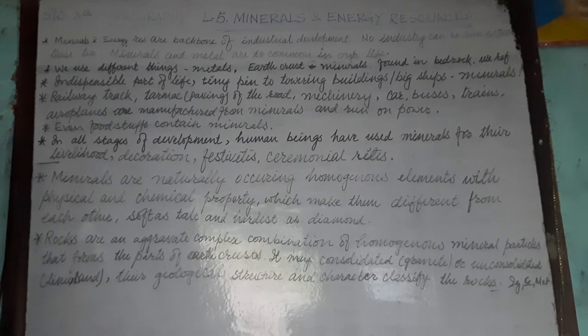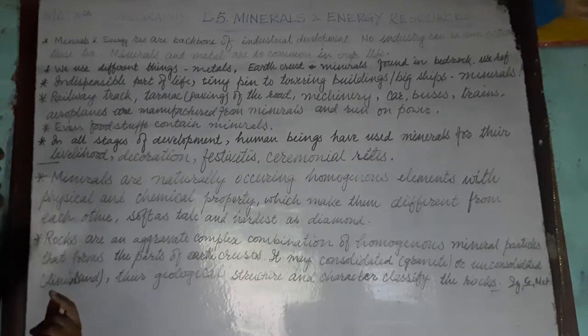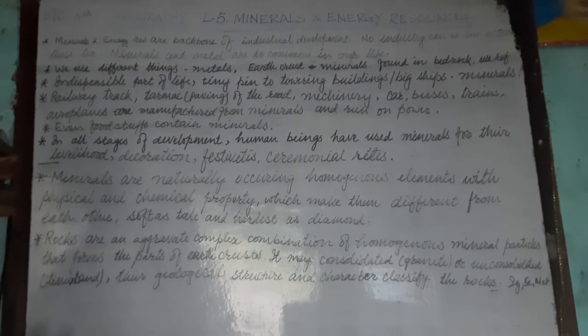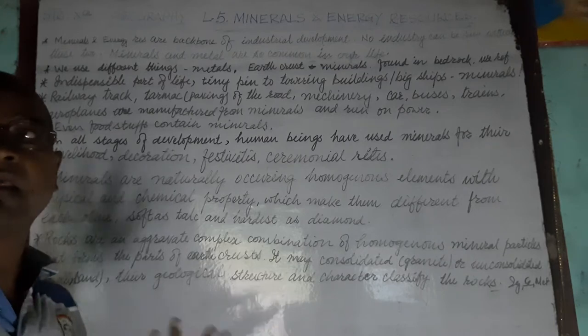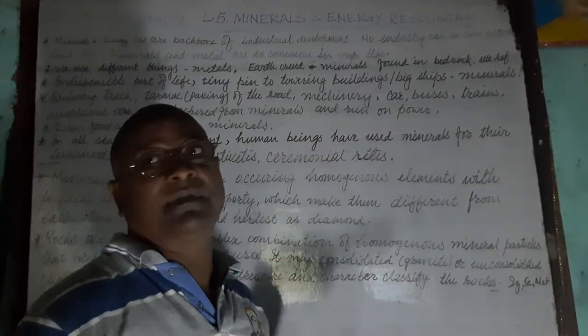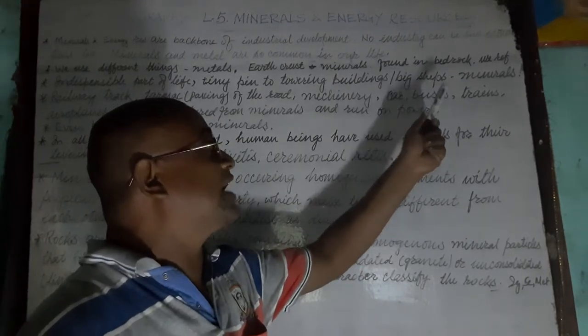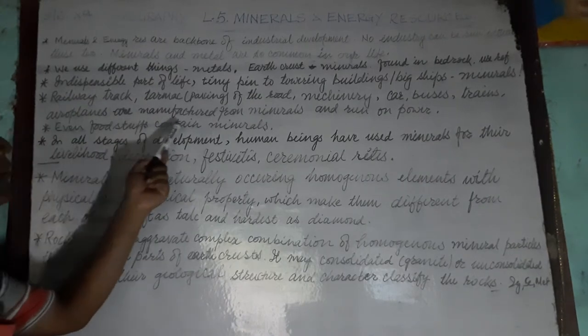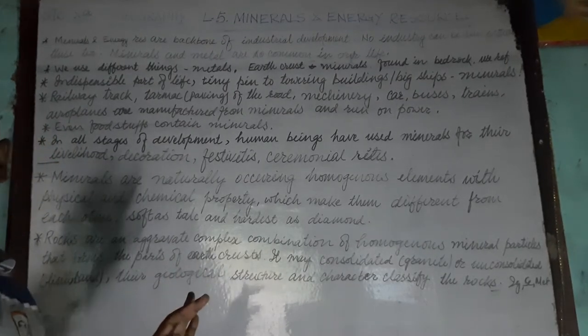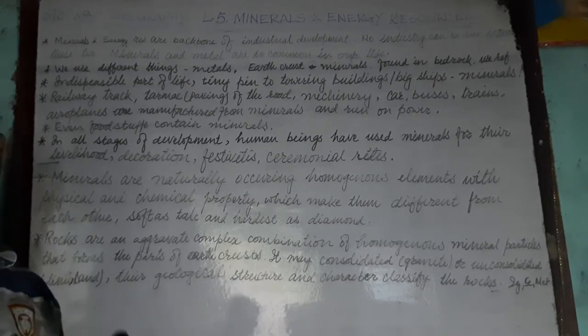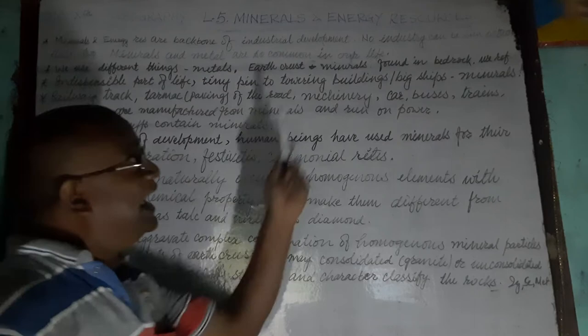In our daily life, we go from one place to another by railway. So railway tracks are also made from minerals, and the tarmac paving of the road is also made from minerals. Machinery is made from minerals, made from iron and copper. Iron and copper are minerals. The bodies of cars are made from aluminium and plastics. Buses, trains, aeroplanes, all of these are manufactured from minerals, and all of these also run on power. These are run by fuel, like petroleum, diesel, kerosene and other fuels, and these fuels are minerals, and these energy minerals are categorized as energy resources.